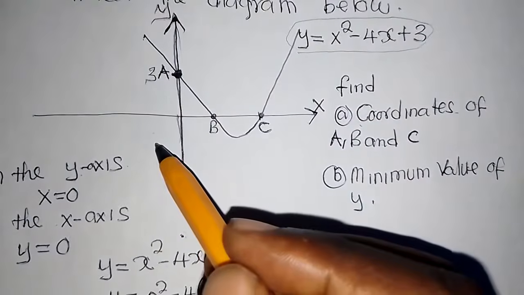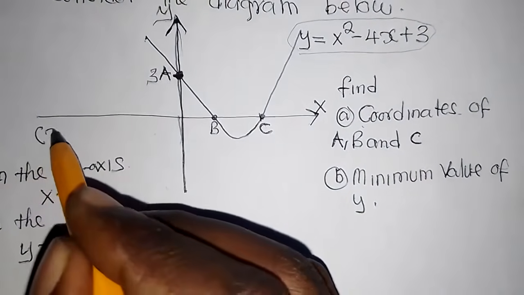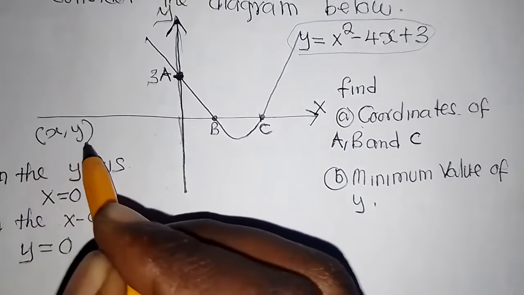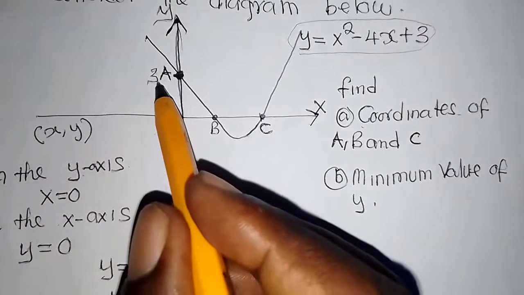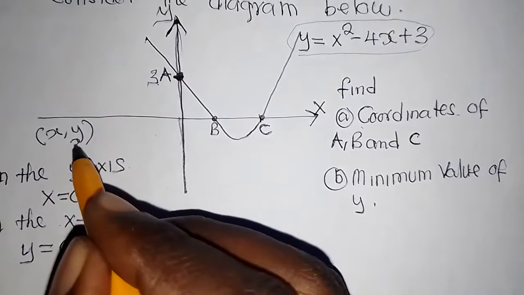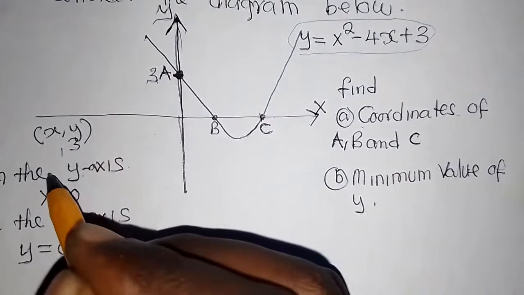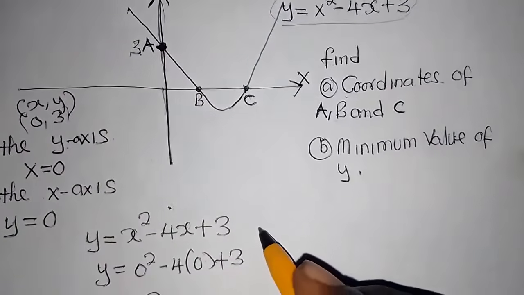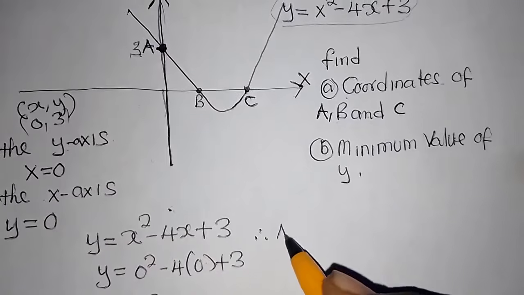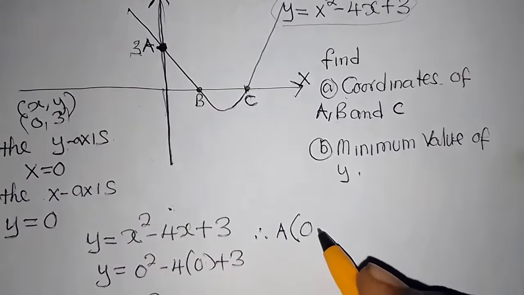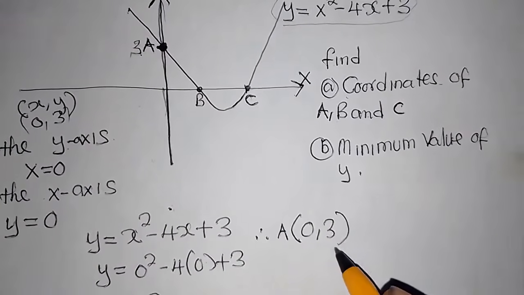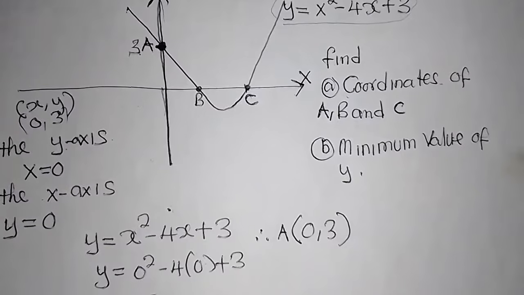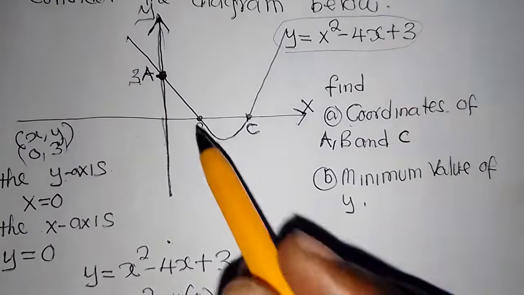Y is 3. How do we get a coordinate? We say x, y. So there you know that y is 3, and x is 0. So the coordinate at A, you just say, therefore, the coordinate at A is (0, 3). So this is the coordinate of A. This is how you need to answer it.